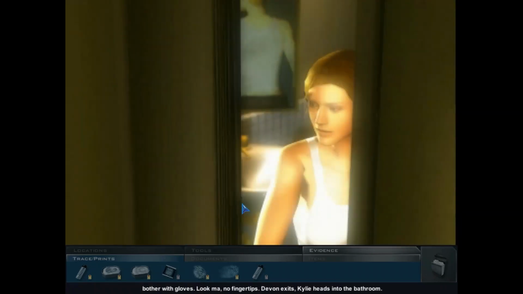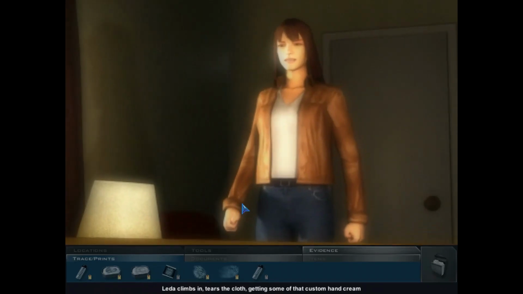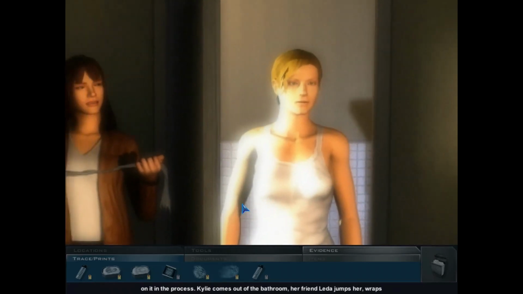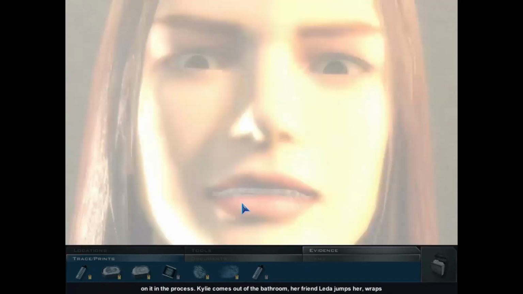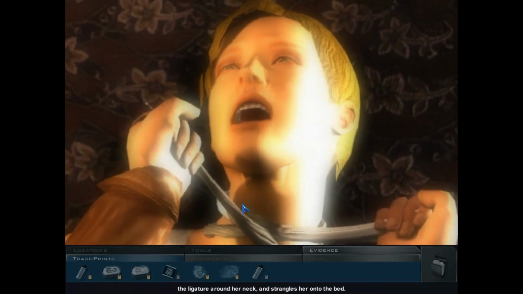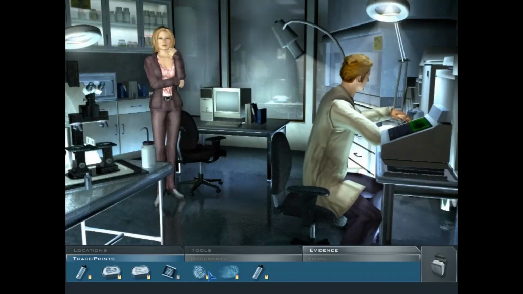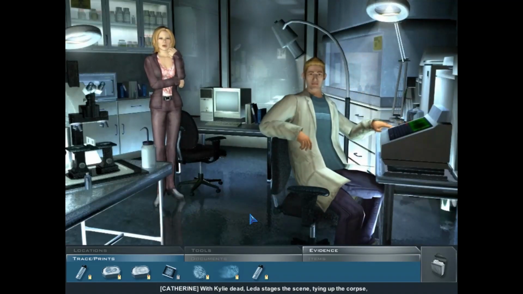Devin exits. Kylie heads into the bathroom. Lita climbs in, tears the cloth, getting some of that custom hand cream on it in the process. Kylie comes out of the bathroom. Her friend Lita jumps her, wraps the ligature around her neck, and strangles her onto the bed. With Kylie dead, Lita stages the scene, tying up the corpse, blindfolding her, leaving the way she got in. Fire escape. That's how it could have happened. But why did it happen? What's Lita's motive?